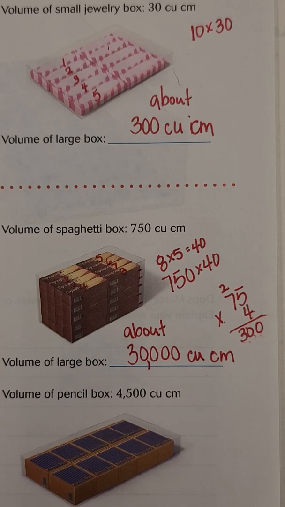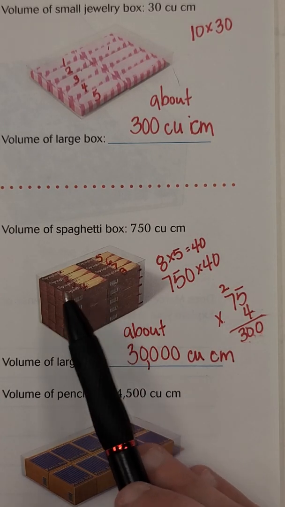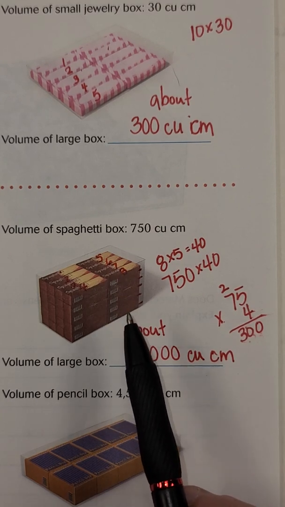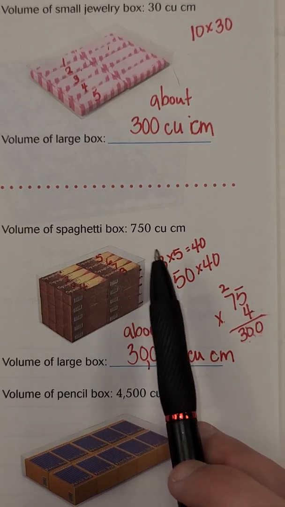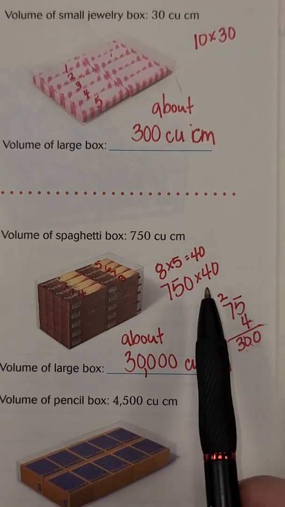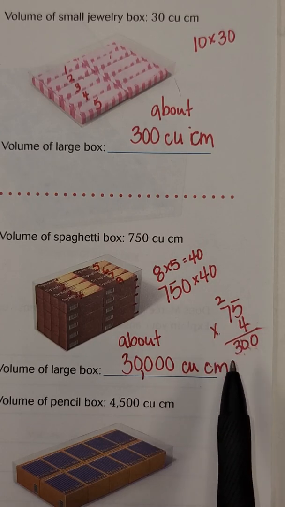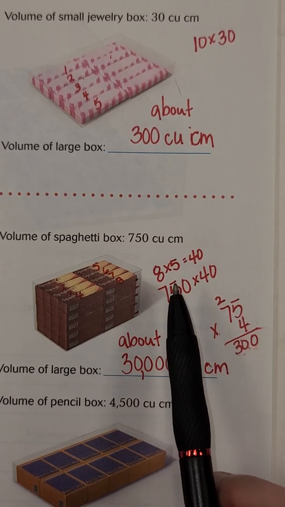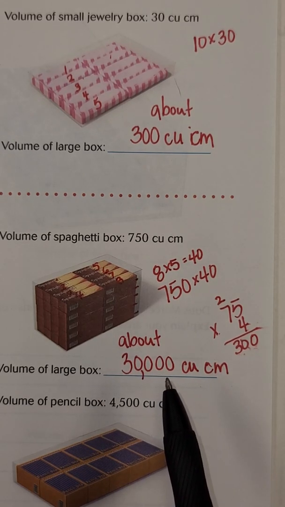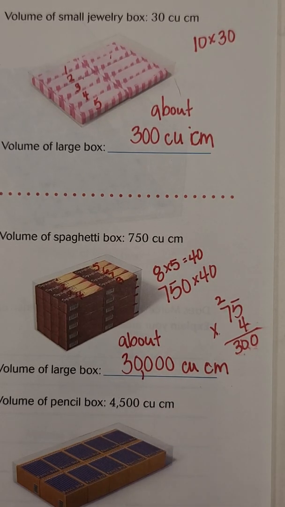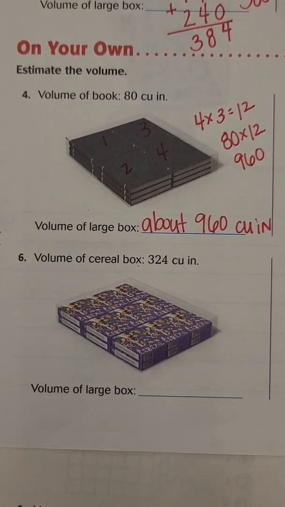I actually broke this apart. I knew that 8 times 5, because there were 8 boxes and there was 5 layers, would give me 40. Then I knew I had to multiply my 750 cubic centimeters times 40. So what I did is I multiplied 75 times 4, which gave me 300, and then I just added my 2 zeros at the end, which gave me 30,000.